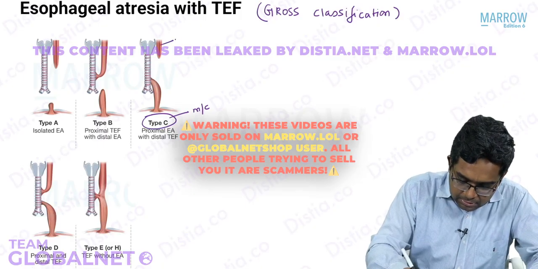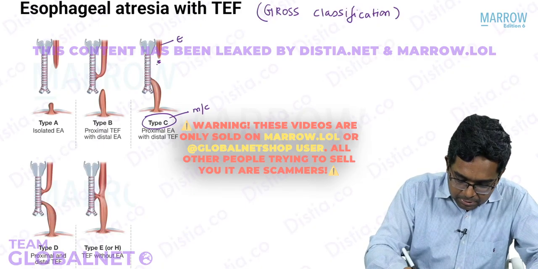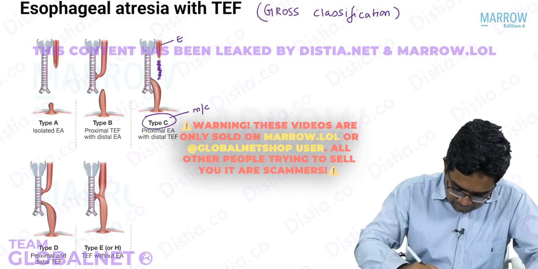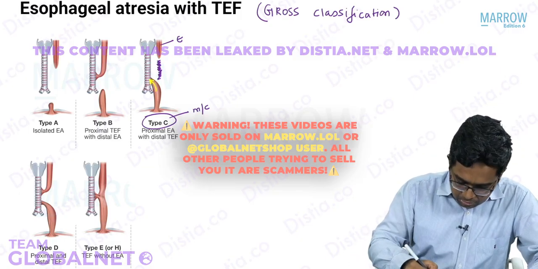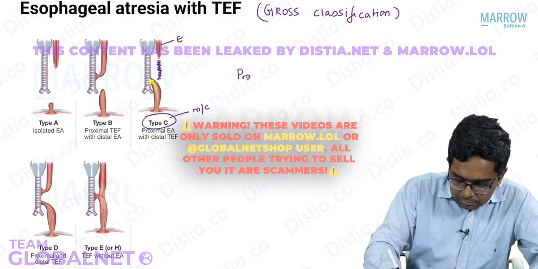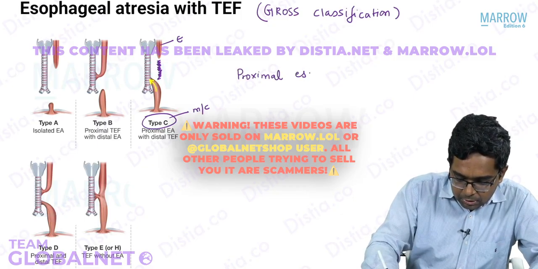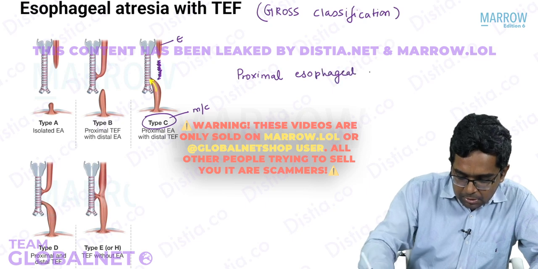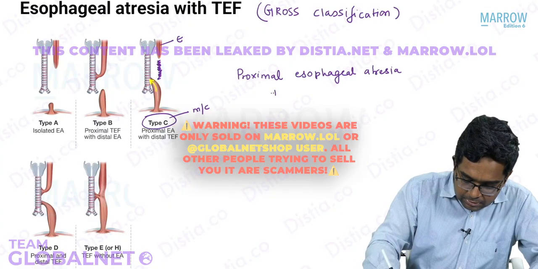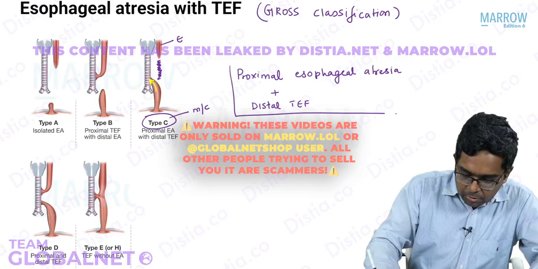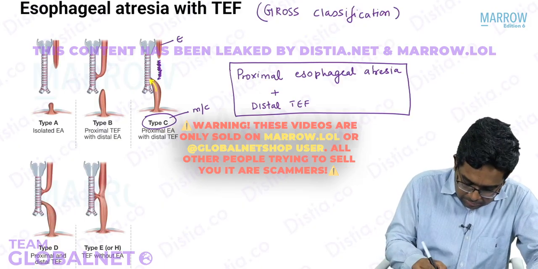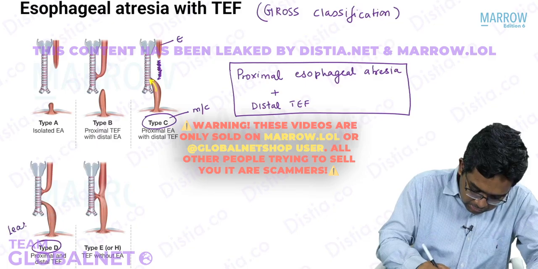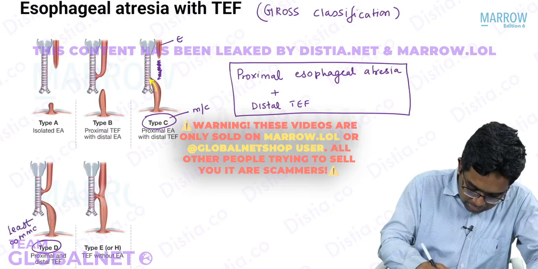What is type C? You can see that this is the esophagus, which has become atretic in this area, and you can see the lower part of the esophagus is having a connection or fistula with the trachea. So what is the description of type C? The proximal or the upper part of the esophagus is atretic. So proximal esophageal atresia with distal esophageal fistula. This is the commonest type of esophageal atresia with fistula. Next, which is the least common type? Type D is the least common type. That is also an important MCQ question.